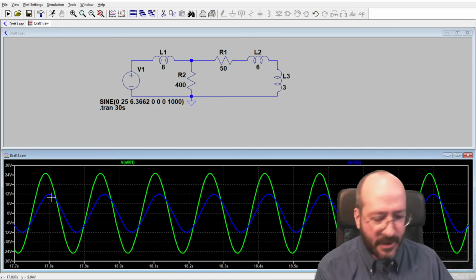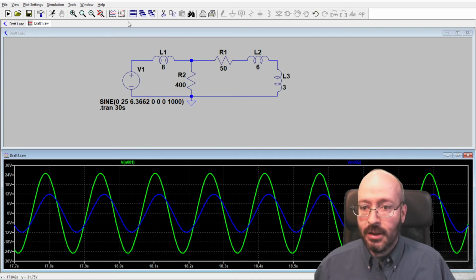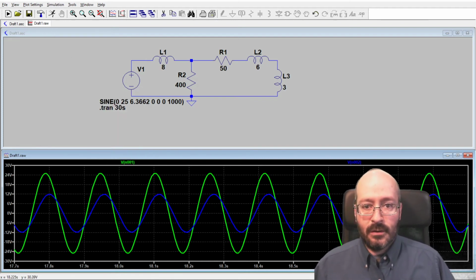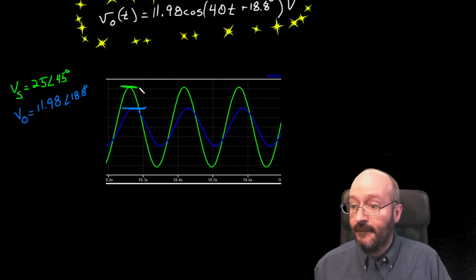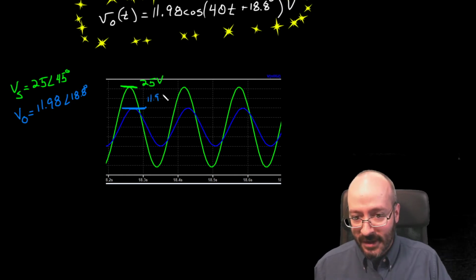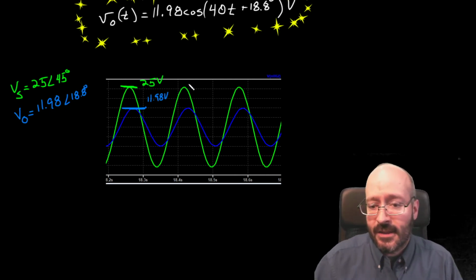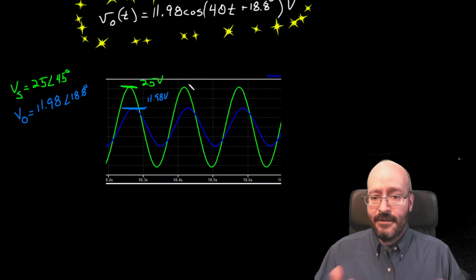And if you squint real hard, it looks like it's just below 11. Okay, so I'm pretty comfortable to say that this is 25 volts, and that this is 11.98 volts. Okay, that's the first thing we got to think about. The next thing we have to think about is the phase angle.